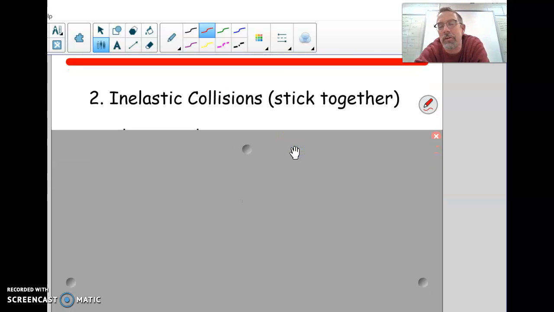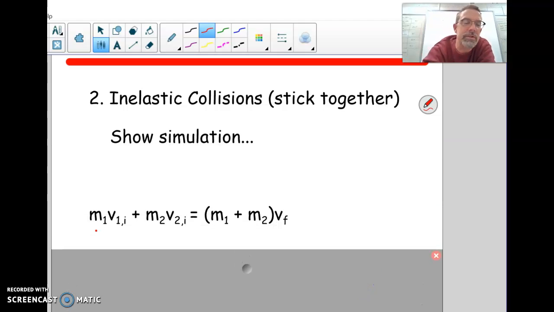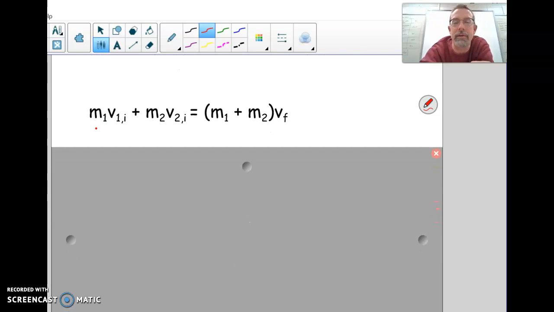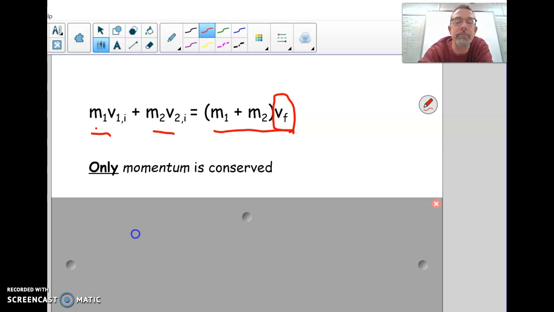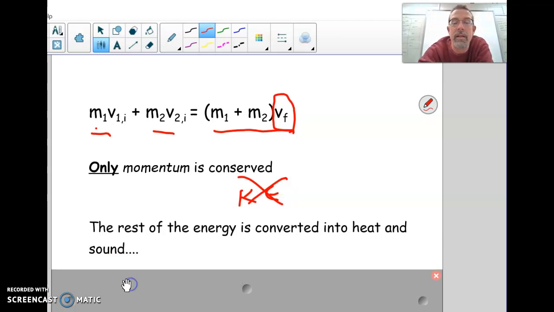So an inelastic collision is when things stick together. Again, we won't show a simulation here; you did some simulations the other day that relate to this. I start out with two objects, and I end up with one with a shared velocity. Again, momentum is conserved, but in this case, kinetic energy is not conserved, and we'll talk about that in January. But momentum is still conserved. It's the law of conservation of momentum.